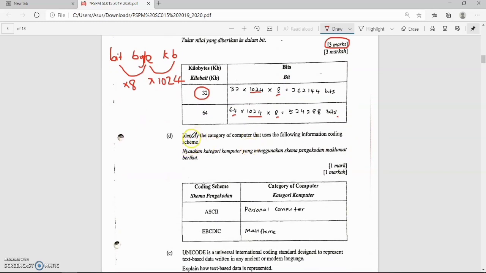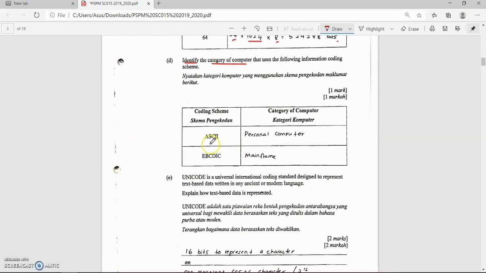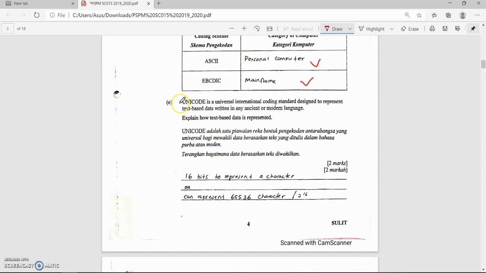Next we have identify the category of computer that use the following information coding scheme. So for ASCII, personal computer. Okay, you cannot write desktop. Anda tak boleh tulis desktop. Remember that. Okay. For EBCDIC, we have mainframe. Okay.